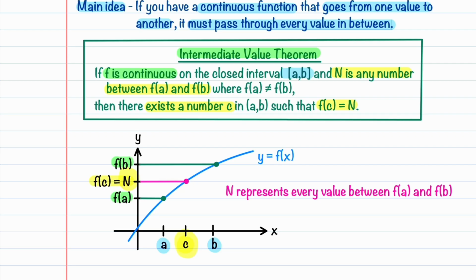Let me tell you exactly what this means. All this means is if all these conditions are met, then we have a number n that's equal to f of c that can take on every value between f of a and f of b.